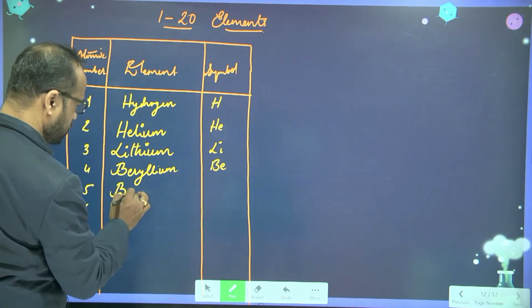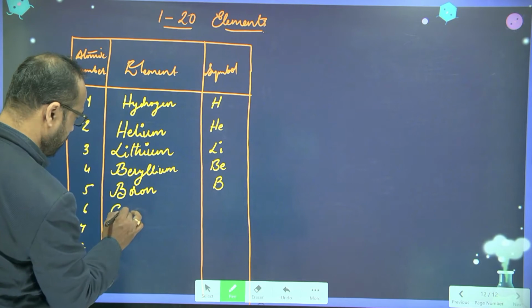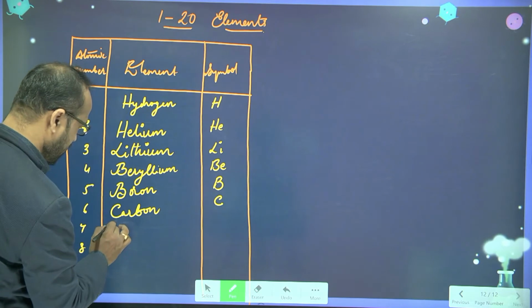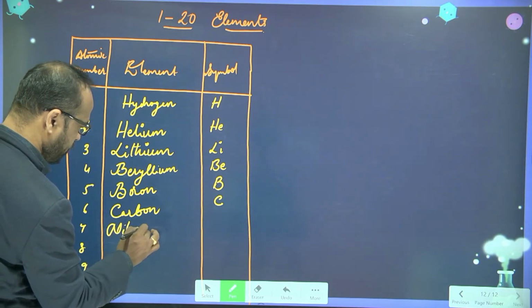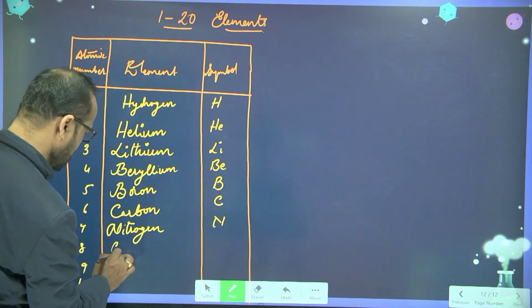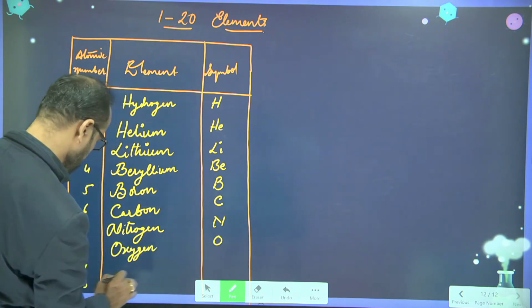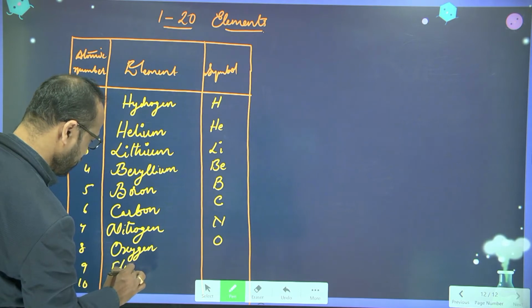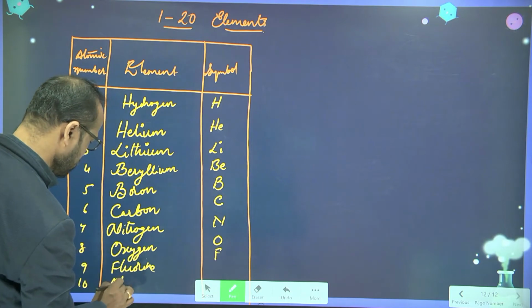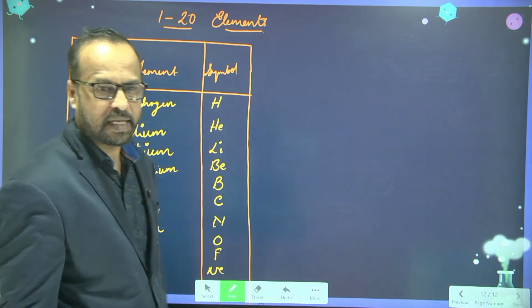Boron, B. Carbon, C. Nitrogen, N. Oxygen, O. Fluorine, F. Neon, Ne. So students, these are the first 10 elements.